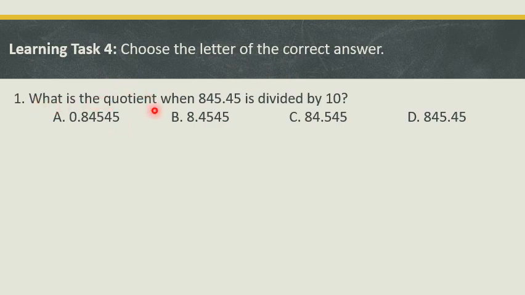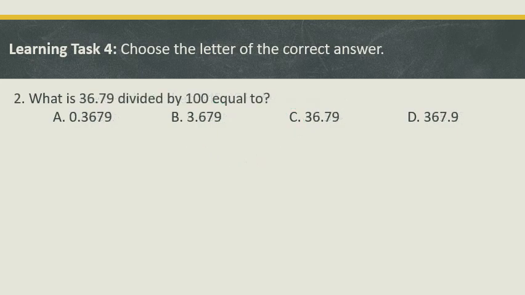So, dito, what is the quotient when 845 and 4500 thousandths is divided by 10? Ilang zero ang 10? So, isa. Tanda natin, pag 10, 100, or 1,000, mag-move tayo sa kaliwa. So, i-move natin decimal point ng isang beses sa kaliwa. So, kaya ito magiging 84.545. So, anong letter po yun? Letter C.